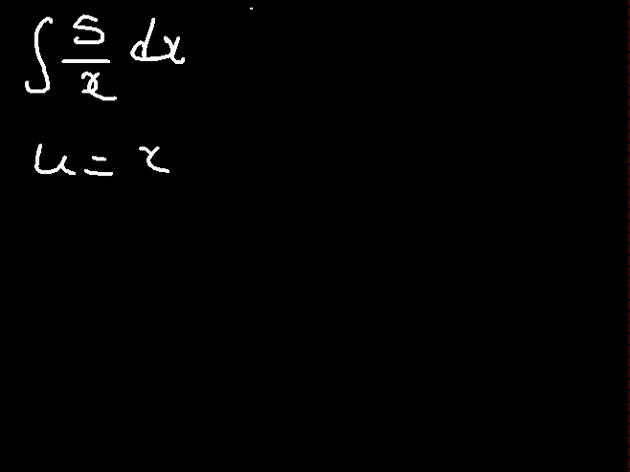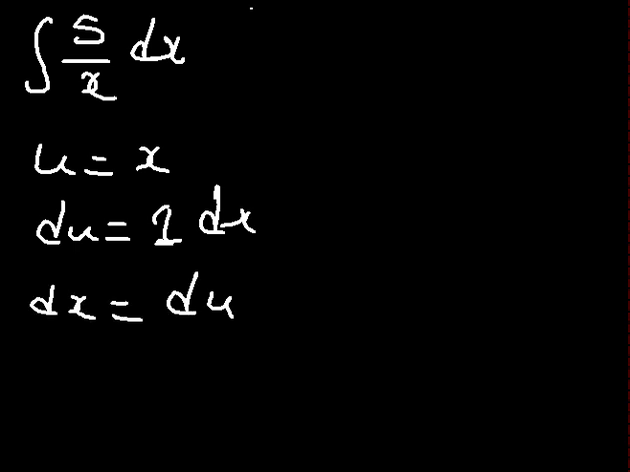Let's say we are to evaluate the integral of 5 over x dx. How should we be able to integrate this function? In this case, we let the denominator be equal to u. So u is equal to x. And what is du? We'll have it as 1 dx. So dx is given as du.